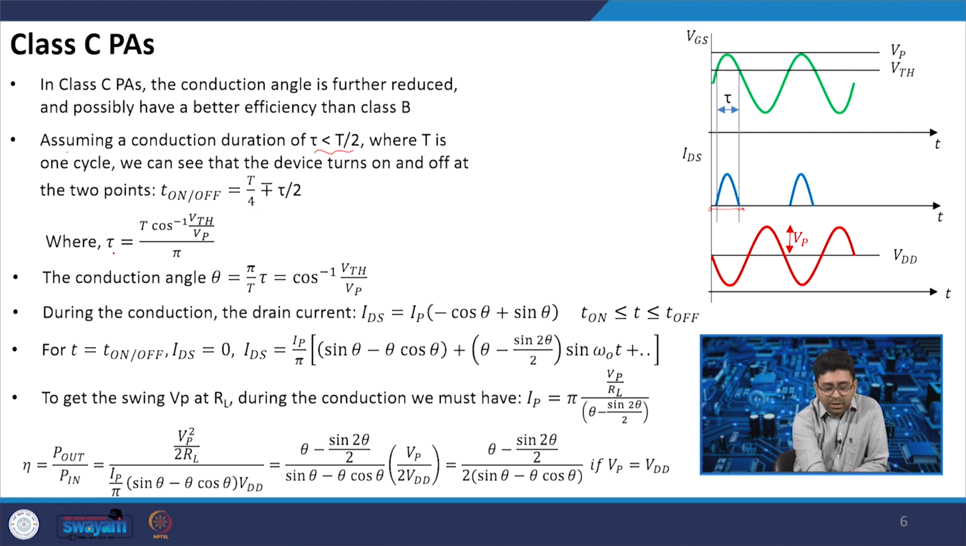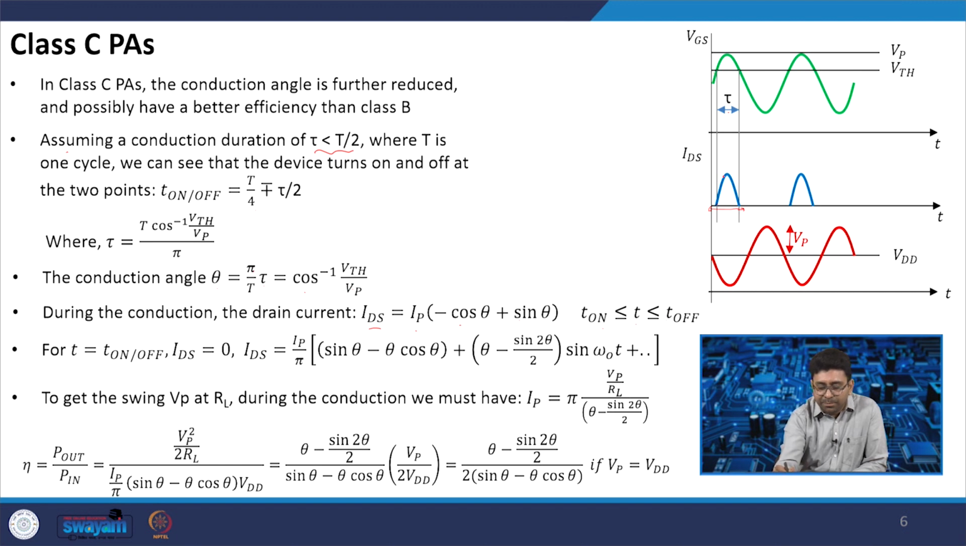We can write tau equal to T cos inverse of VTH, the threshold voltage, by V peak, divided by pi, where the conduction angle theta is given by this. The conduction is happening only in the duration where cos inverse of V threshold by V peak, and it is given by pi by T into tau. Now, during the conduction, the drain current IDS is given by Ip into minus cos theta plus sin theta, where time t is between T on and off.